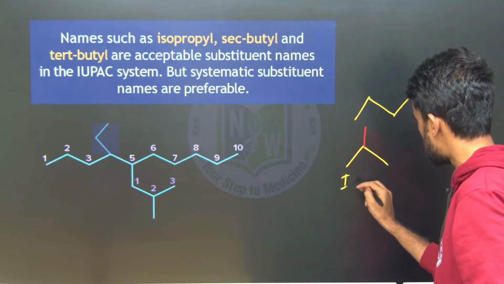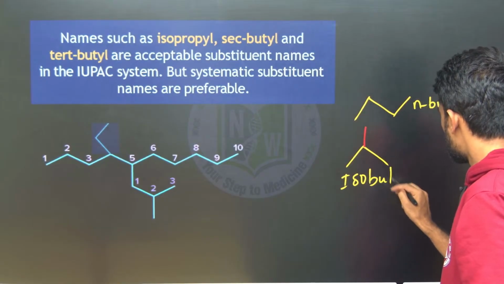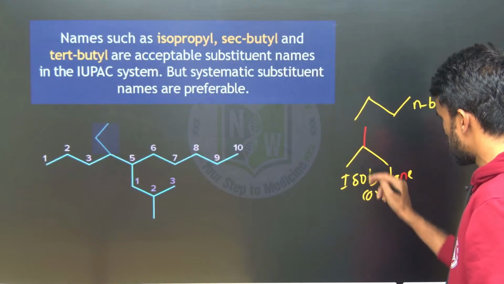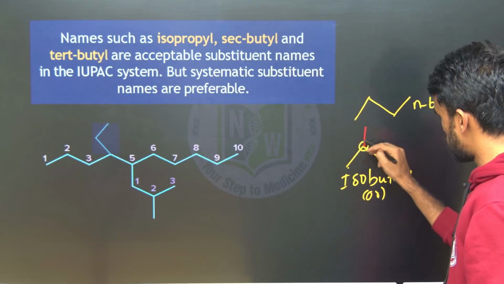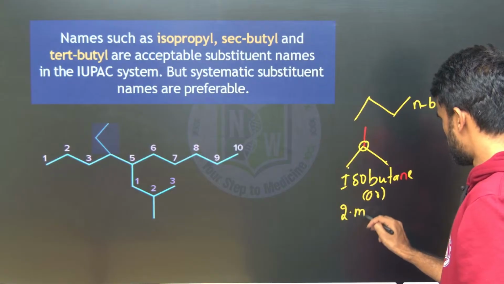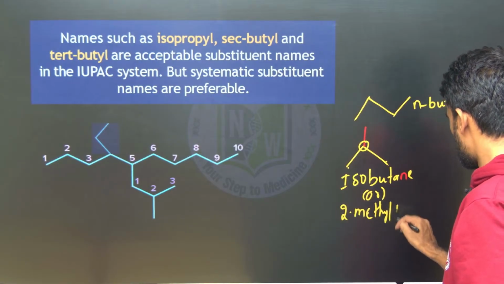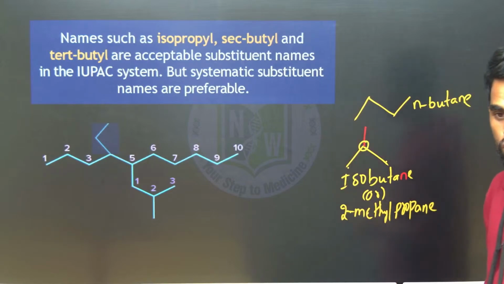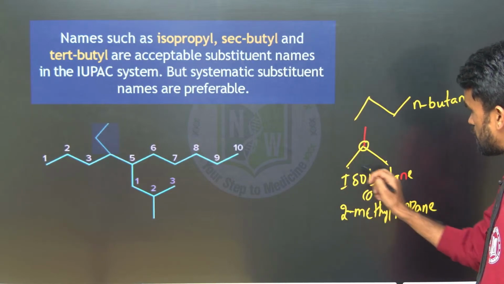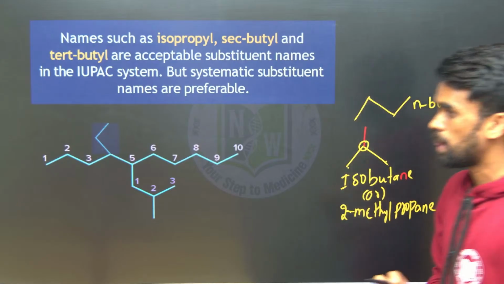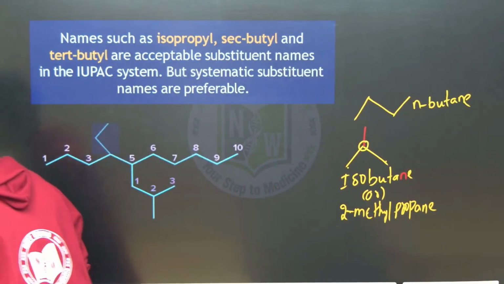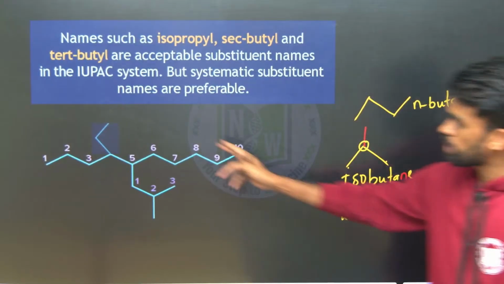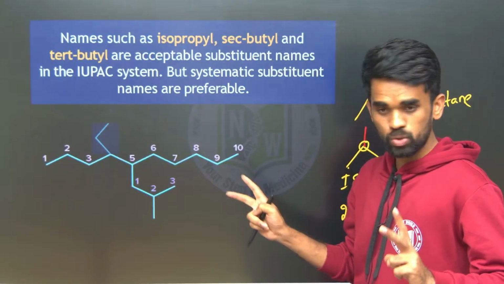This is also having 4 carbons. You should call it isobutane. You can call it isobutane, or the IUPAC name is, 1, 2, 3 now. So at second position you have methyl. So 2-methyl propane. What is this? 2-methyl propane is the IUPAC name, or you can say isobutane. Okay, right. Yeah.